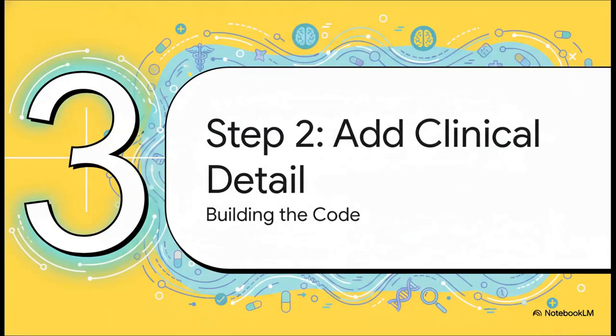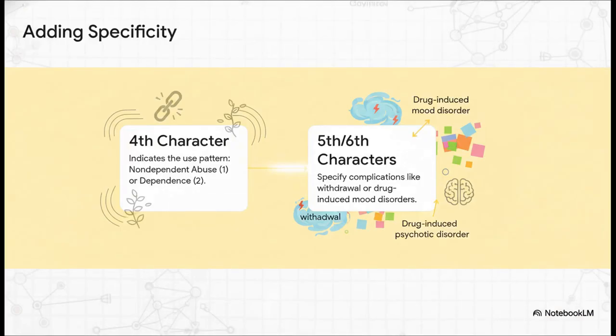Okay, so once you've picked your foundational F code, it's time for step 2. This is where we start adding all of that rich clinical detail that takes us from a general category to a really specific diagnosis. And this is how it works. You're literally building a story with numbers. See, the fourth character in the code specifies the pattern of use. Are we talking about what the system calls abuse, or is it dependence? Then you get to the fifth and sixth characters, and they drill down even further into complications. Is the patient going through withdrawal? Is there a mood disorder that's been induced? See? Each new digit adds another critical layer to the clinical picture.